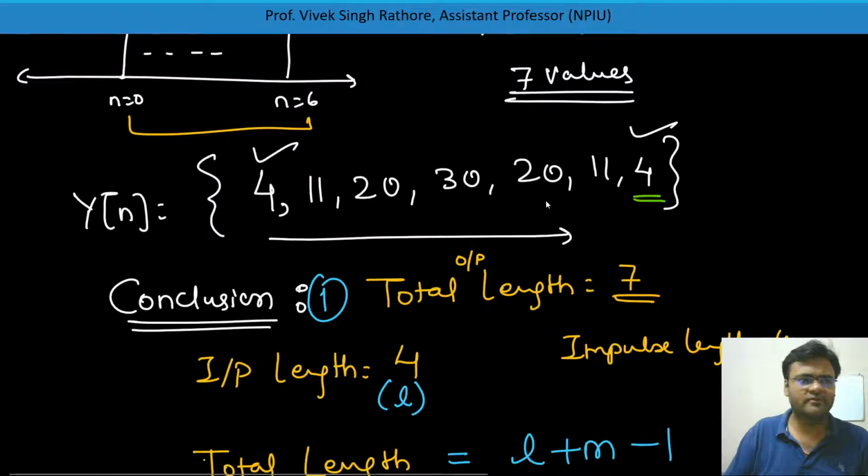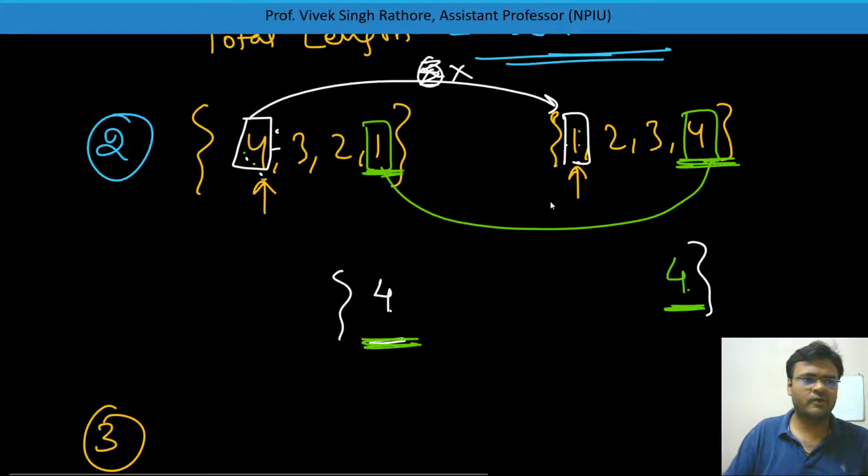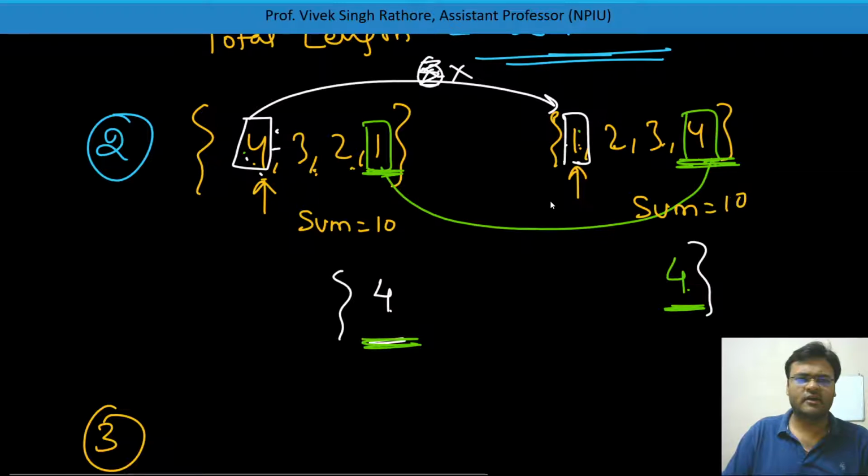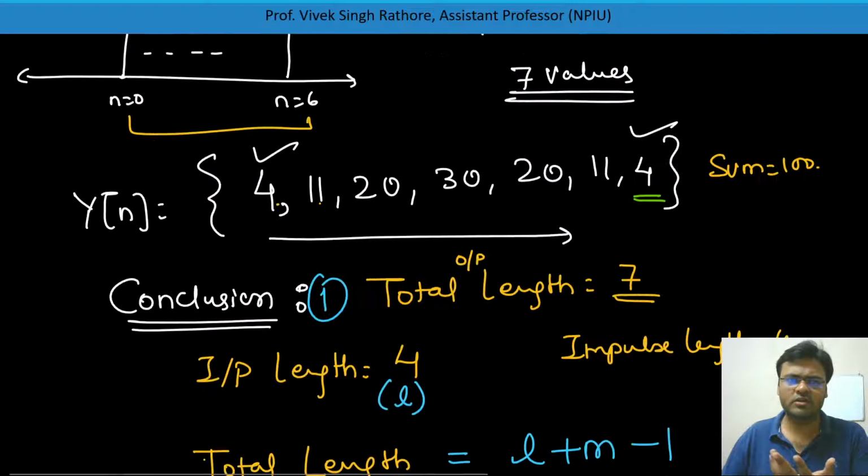When you add the output response, you get 4 plus 11, 15. 15 plus 20, 35, right? 35 plus 30, 65, 75, 85, 85 plus 11, 96, and plus 4, total sum will be equal to 100. Now let's see our input: 4 plus 3 is 7, 7 plus 2 is 9, 9 plus 1 is 10. Input sum is equal to 10. Impulse sum: 1 plus 2 is 3, 3 plus 3 is 6, 6 plus 4 is 10. So can you see, sum into sum is equal to the total sum?